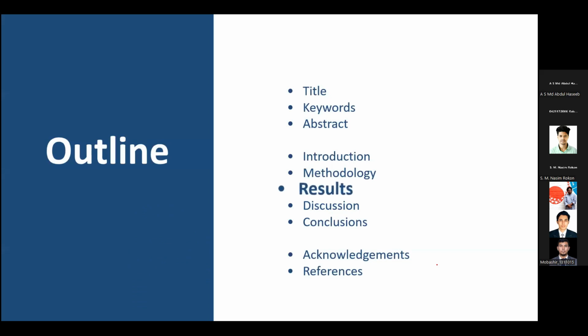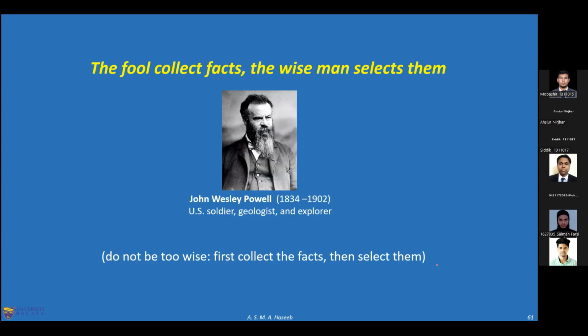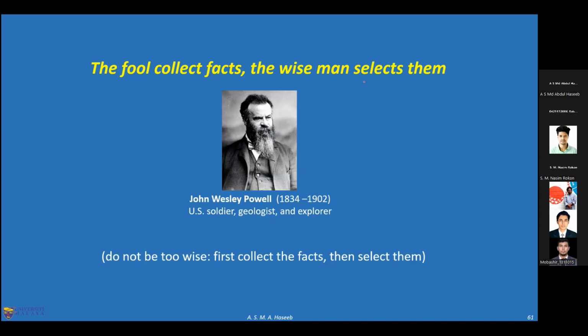Our next topic is results. John Wesley Powell is a US explorer. He was a famous geologist, but in his early career, he was a soldier as well. And he is famous for collecting a lot of geological data in the US. So he's telling us that collecting facts and data is easy. Any fool can do that. But as a scientist, as a researcher, you have to select the proper data, and that needs wisdom.